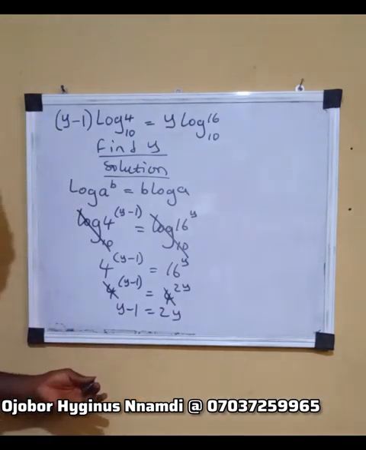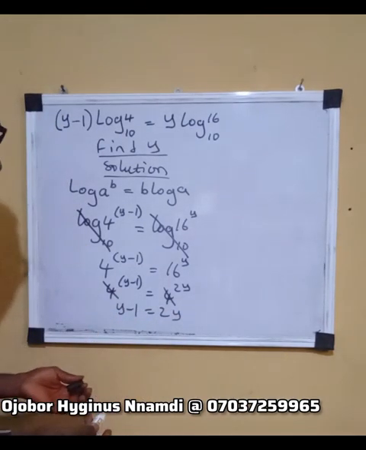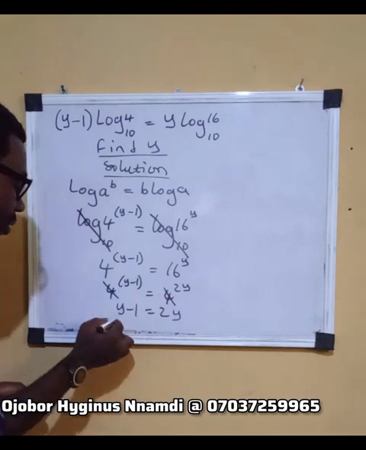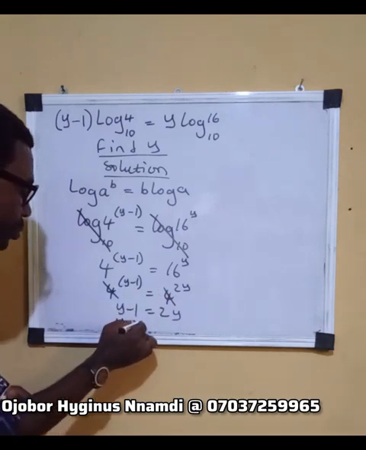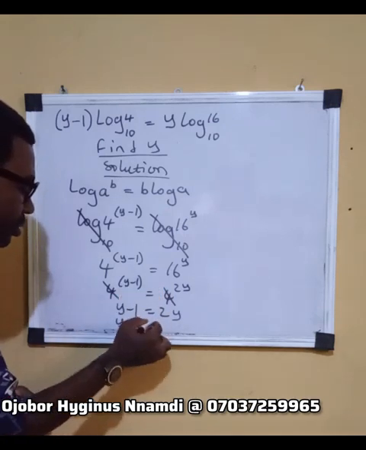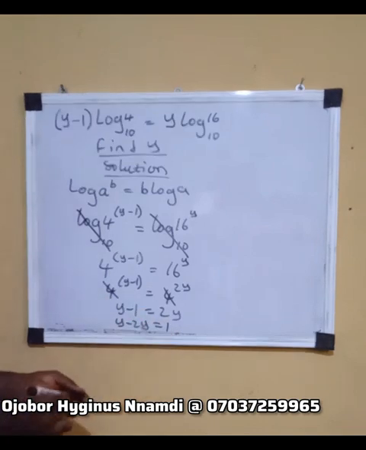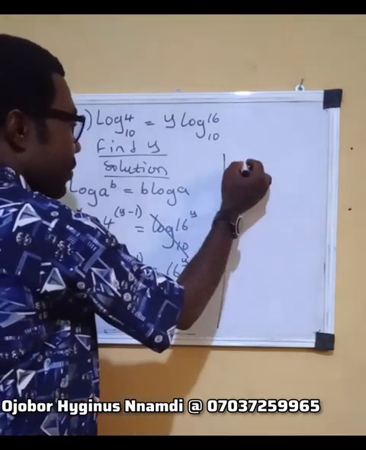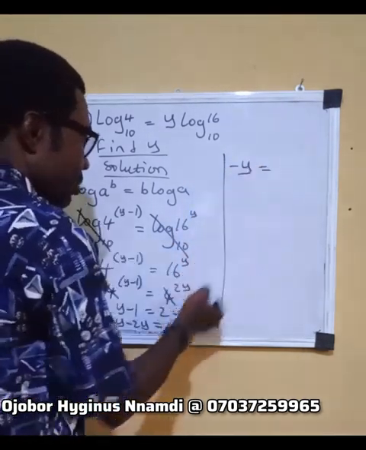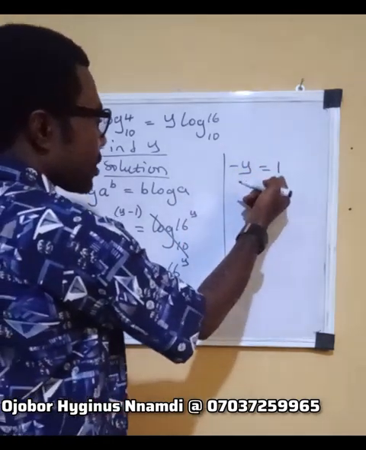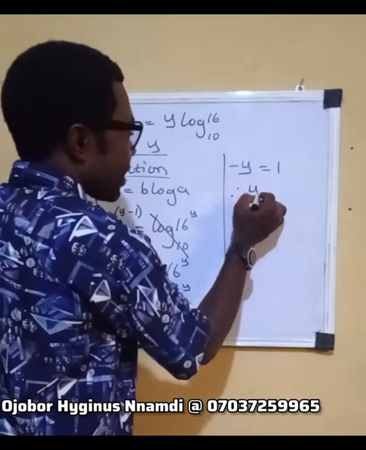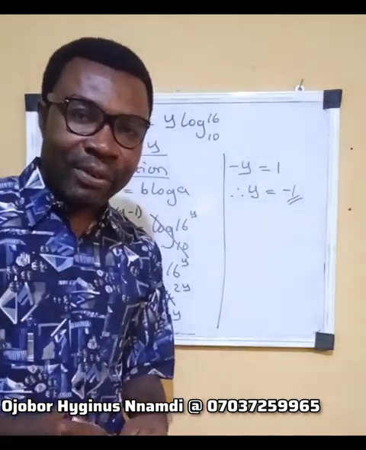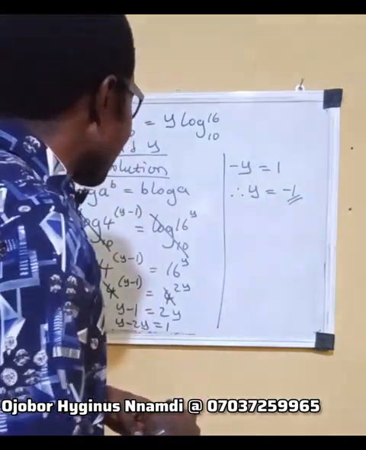Of course, from this point, we can simplify it. If we make this 2y cross over, we have y minus 2y. If we make this 1 cross over, it becomes plus 1. y minus 2y will definitely give us minus y equals 1. If minus y is equal to 1, it therefore implies that y is equal to minus 1, and we are done with that. But I'm going to solve in another method.